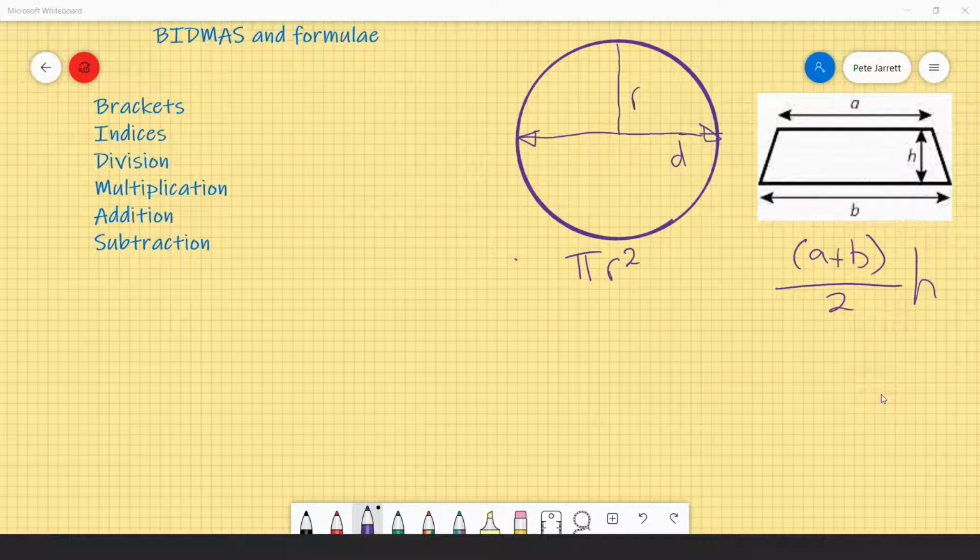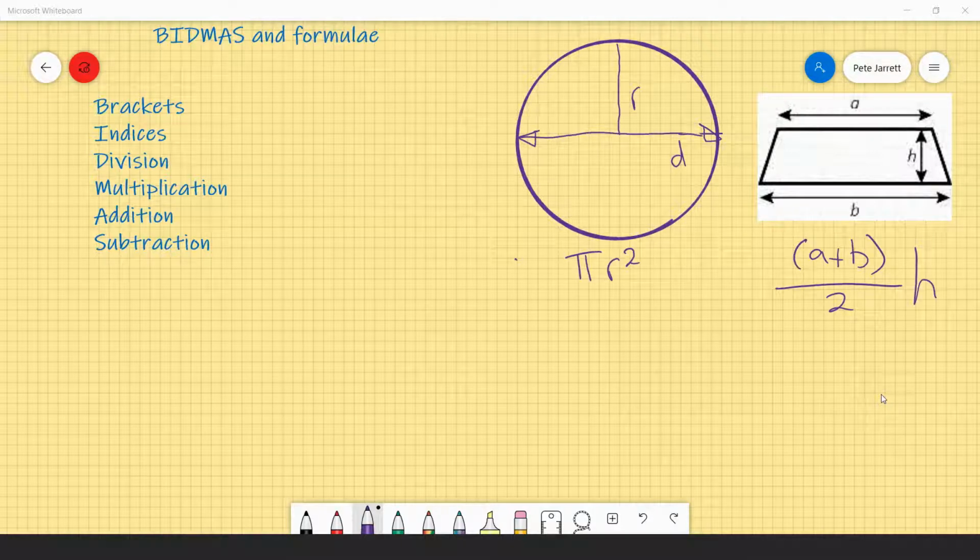The first, we've got a circle, and underneath that we've got pi r squared. Pi r squared is the way that we calculate the area of a circle. To the right of that, we've got a trapezium, and the formula that we use to calculate the area of a trapezium: brackets a plus b close brackets over 2, multiplied by h.